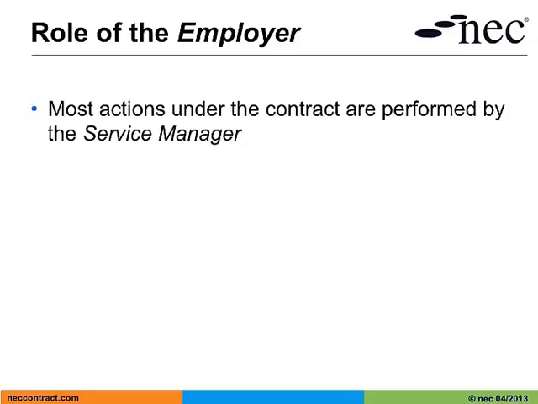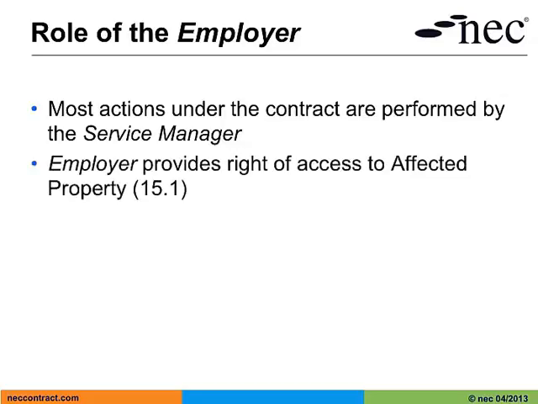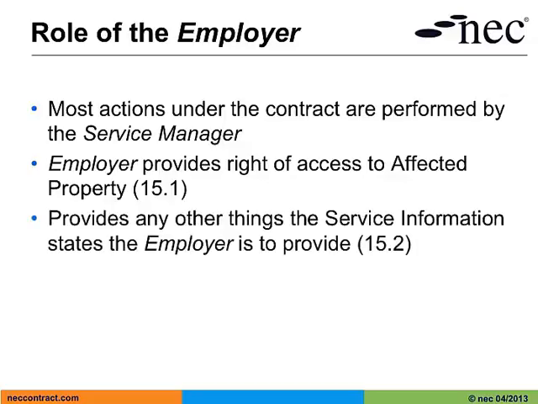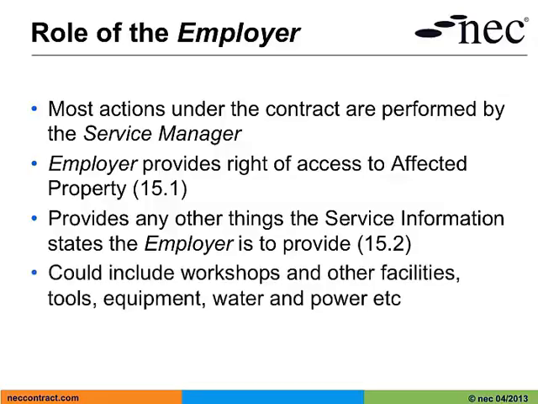The employer is limited as to his role in the contract. Under clause 15.1, the employer has to provide the right of access to the affected property. And under 15.2, he also provides any other things the service information states the employer is to provide. This could include, for example, workshops and other facilities, tools, equipment, water and power, etc.